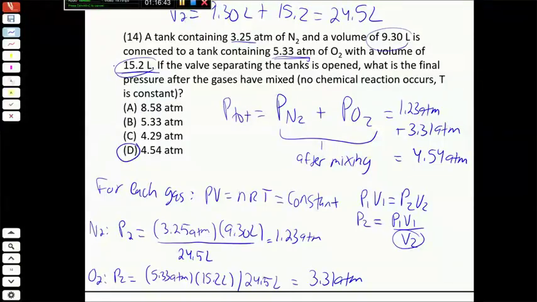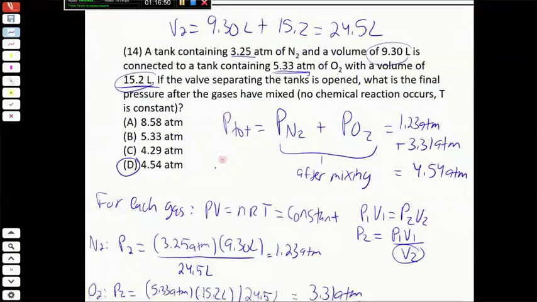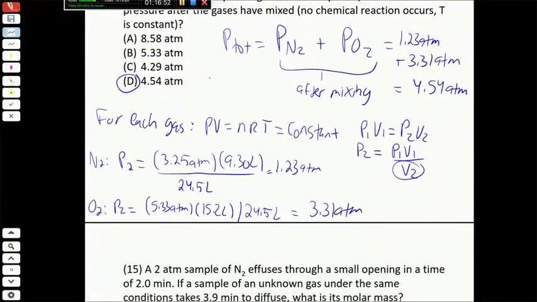Just a refresher on Dalton's law: Dalton's law tells us that if you have a mixture of gases, the total pressure is equal to the sum of the partial pressures of the individual gases, however many you have in your mixture. And the other way of writing Dalton's law, which is very useful for some types of problems, though we didn't need it here, is that the partial pressure of a gas in a mixture is equal to the mole fraction of that gas times the total pressure.